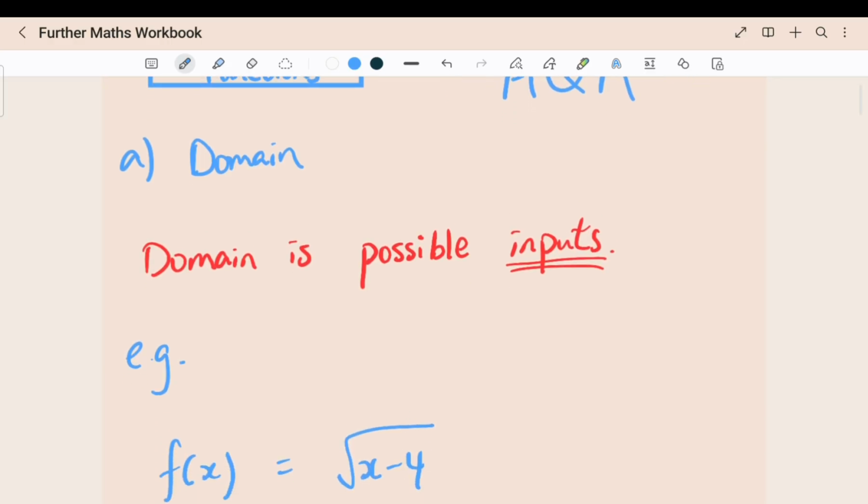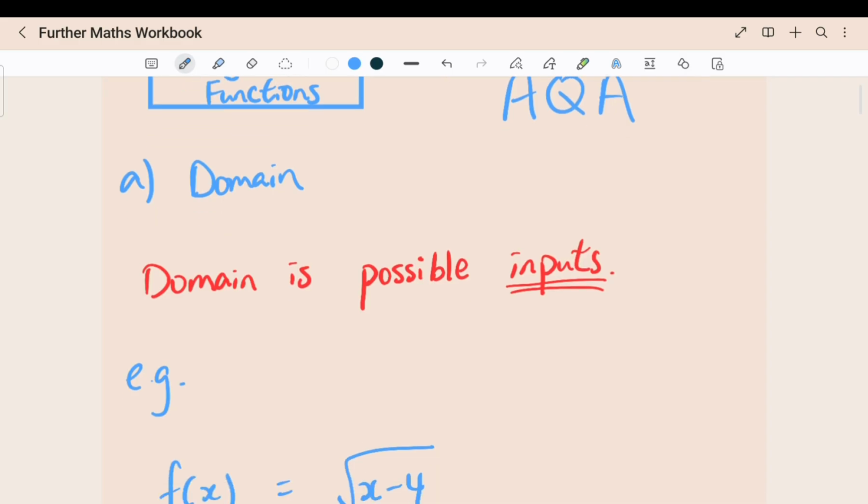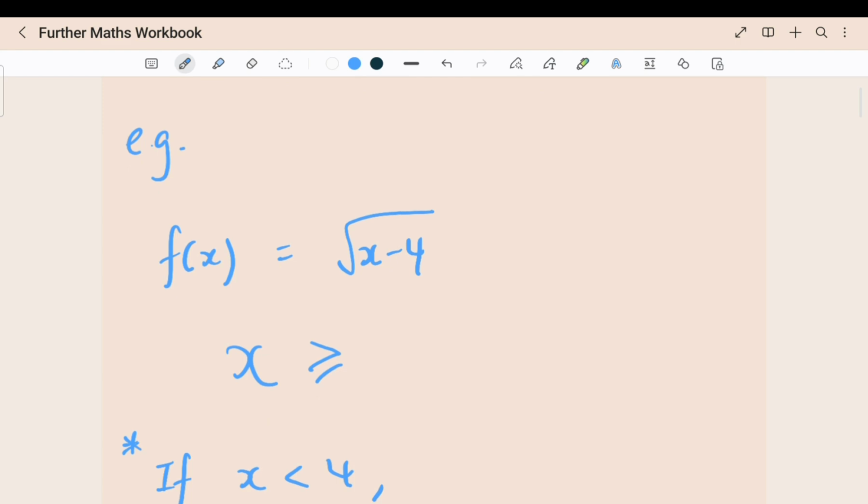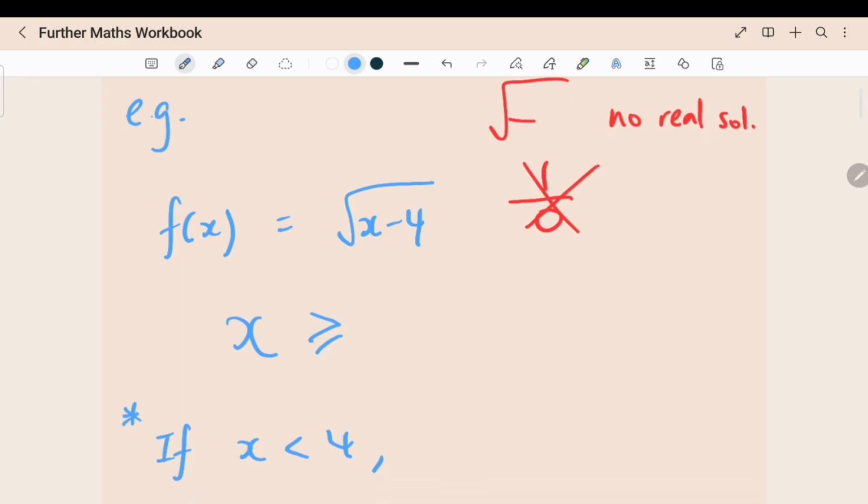So let's start from our first topic, the domain and range of functions. Domain is the possible inputs of a function. We basically have two rules that we need to follow: we cannot have a negative square root, because that will give no real solution, and we cannot divide by 0. This is not allowed. So those are the two main rules.